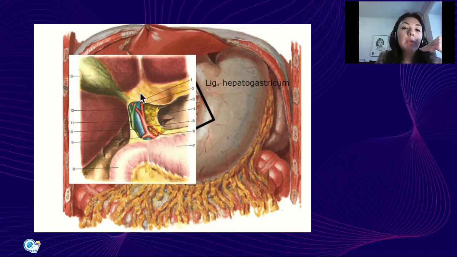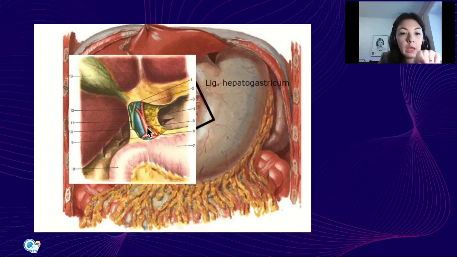And the other ligament that is stretched between the visceral surface of the liver and the superior part of the duodenum is the hepatoduodenal ligament. And inside, between the layers of the hepatoduodenal ligament, very important structures pass: the common bile duct from the right, and then the portal vein, and then the proper hepatic artery.